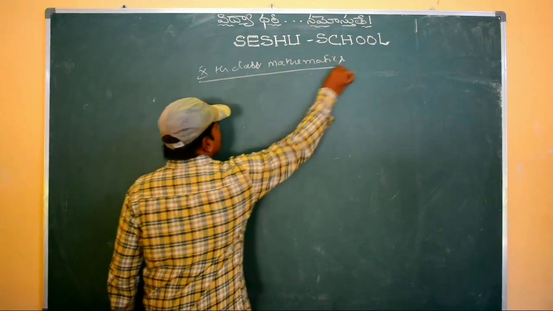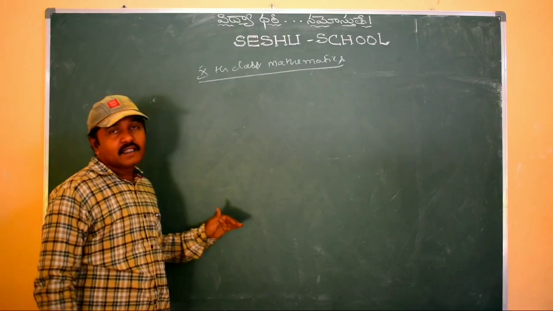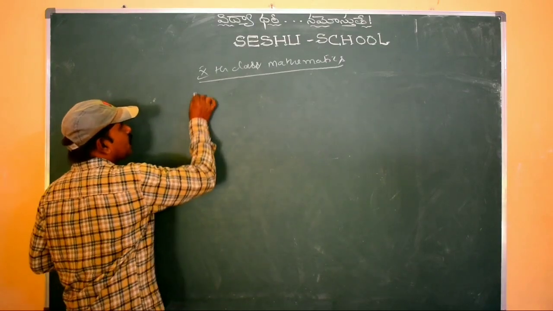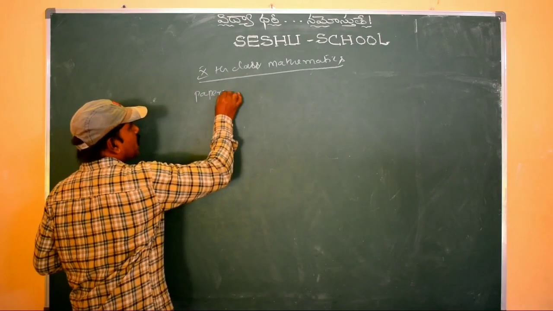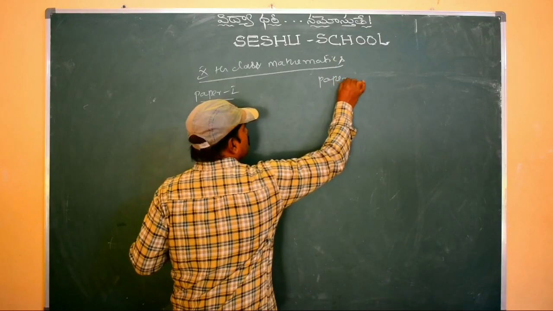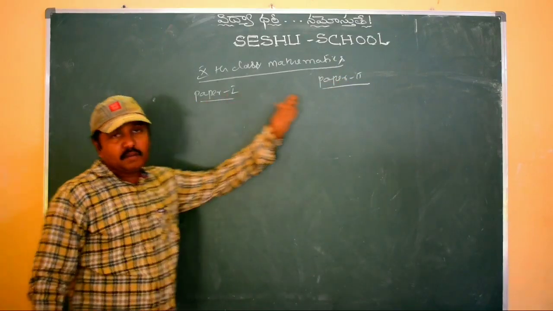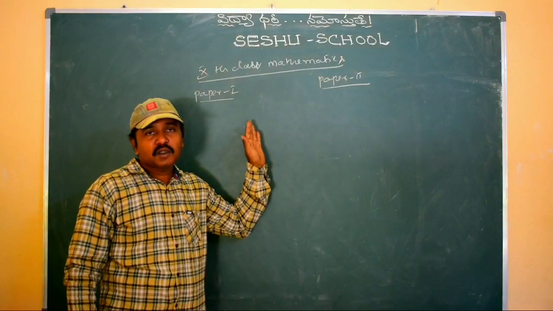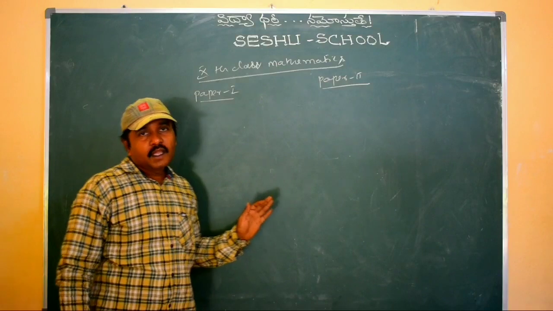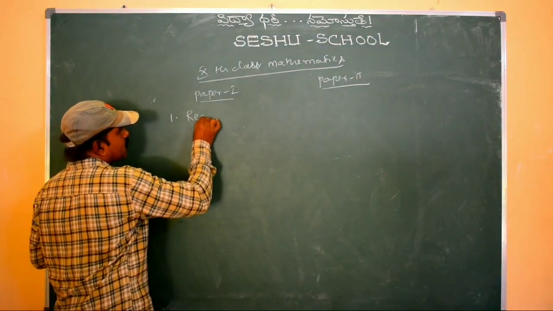Magnets, then. 10th class, mathematics. In 10th class, there are two tabs: tab 1 and tab 2. The textbook is divided into two parts. One is tab 1, another one is tab 2. In the first, tab 1, real numbers.